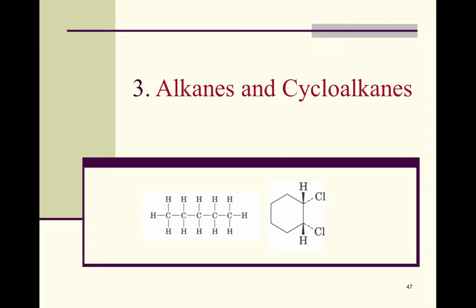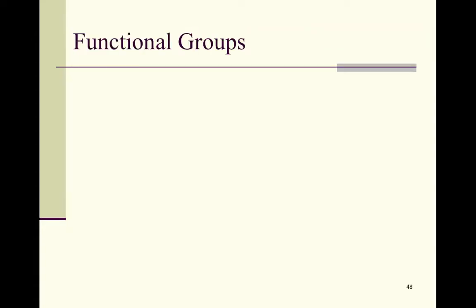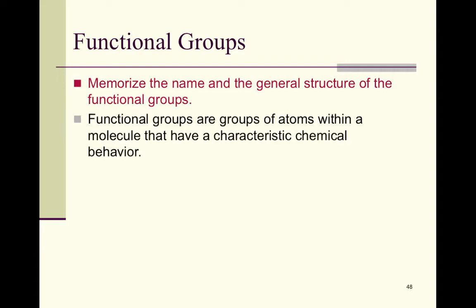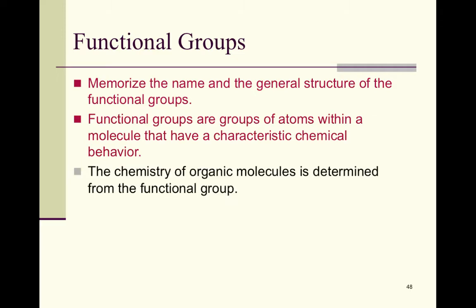Alkanes and cycloalkanes. To start off, let's get an idea of some of the functional groups we'll need to know right off the bat here. You need to memorize the name and the general structure for the different functional groups. Functional groups are groups of atoms within a molecule that have a characteristic chemical behavior. The chemistry of organic molecules is determined from the functional group.